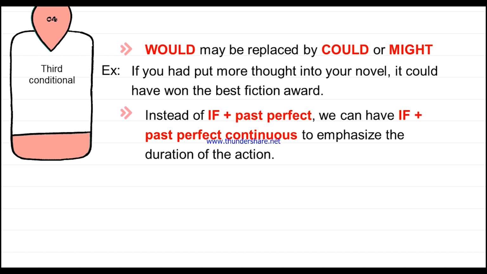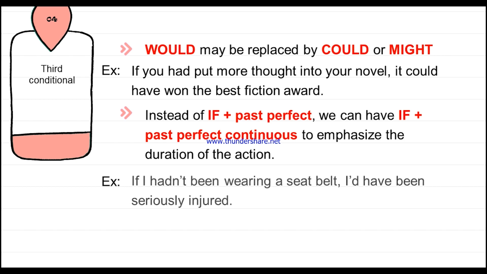And instead of if plus past perfect, we can have if plus past perfect continuous to emphasize the duration of the action. For example, if they hadn't been wearing a seatbelt, they would have been seriously injured. That is to emphasize the action of wearing the seatbelt, like when the accident occurred, the speaker emphasized that they were wearing the seatbelt.